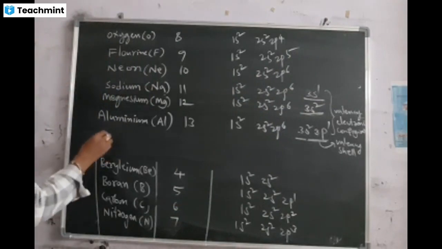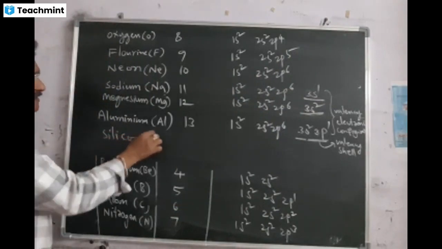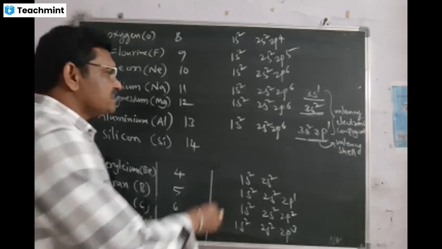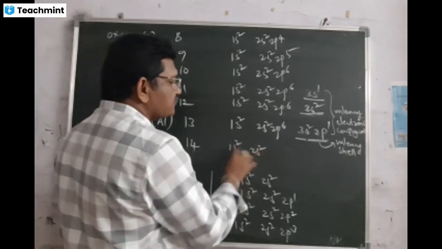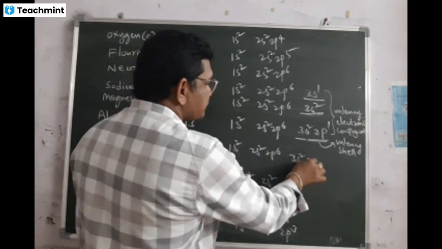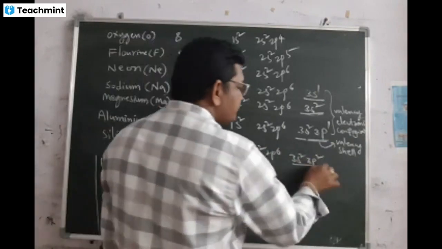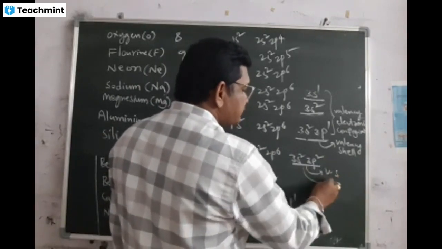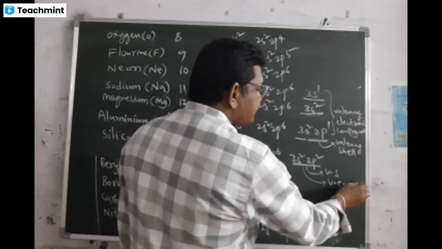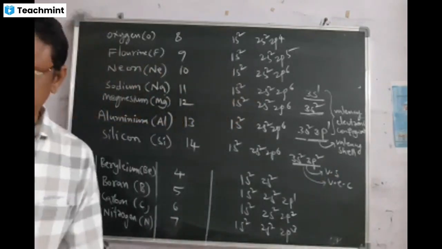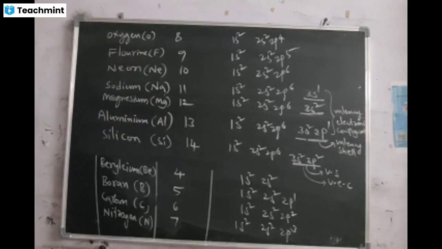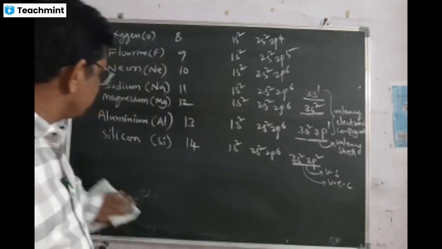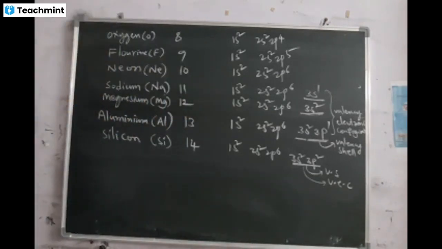After aluminium, the next one is silicon. Silicon symbol is Si. Atomic number is 14. Whenever you write the configuration, it is 1s2, 2s2, 2p6, then 3s2, 3p2. So 3s2, 3p2 is nothing but the valence cell. These are valence electrons, and this configuration is called valence electronic configuration, VEC.